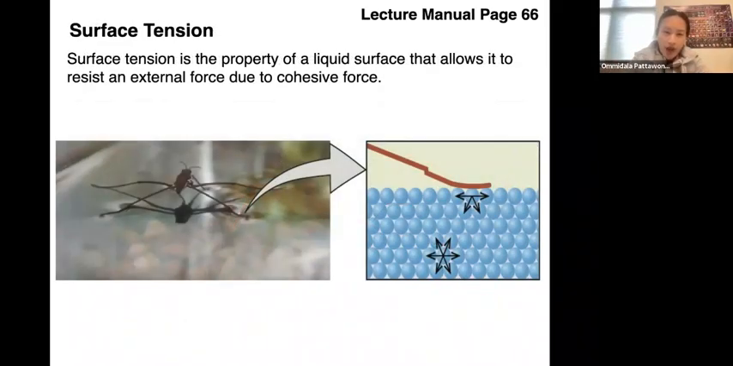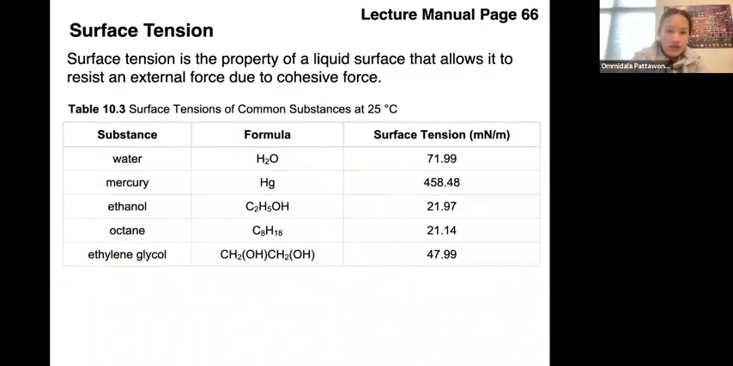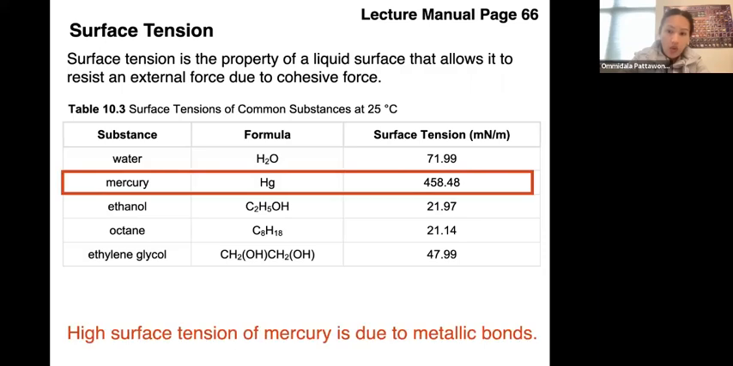The next property that we are going to look at is surface tension, which is the resistance to an external force due to the cohesive force. In this case, all of these are cohesive forces, and the ability of the liquid to resist an external force is what we call surface tension. Here is the table of surface tension of common substances at 25 degrees Celsius. We are going to ignore mercury because the reason mercury has high surface tension is the metallic bonds.